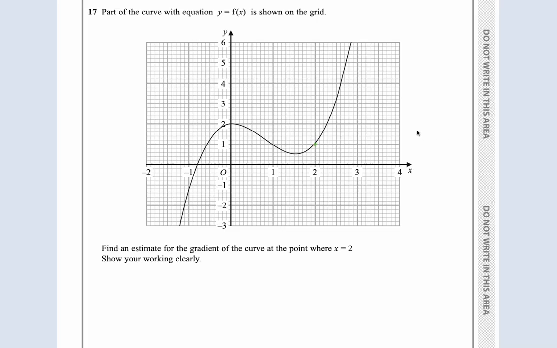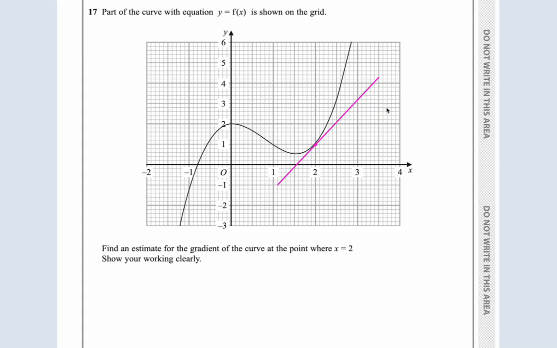Now, we need to, let me just change the color. To get an estimate of the gradient at that point, we need to draw a tangent to the curve. This will be easier for you with your ruler, because you put your ruler down before you draw it. Okay, that's actually not bad. And you draw a tangent like that.